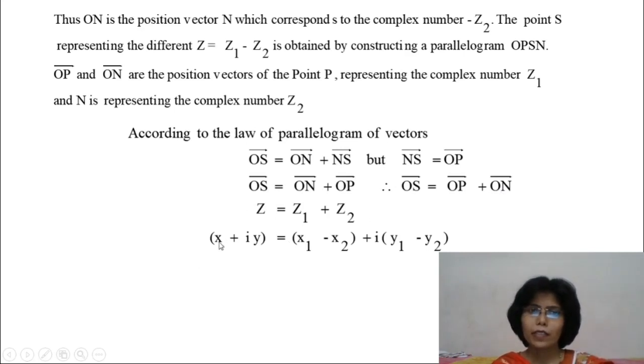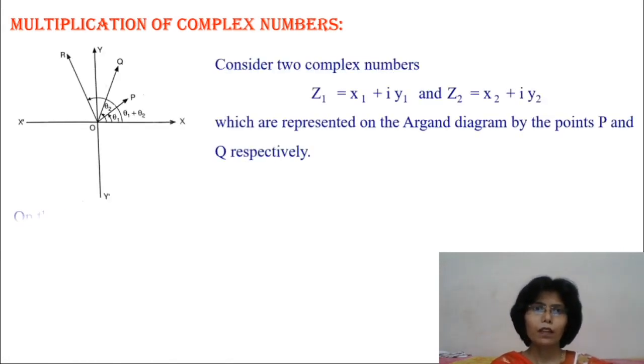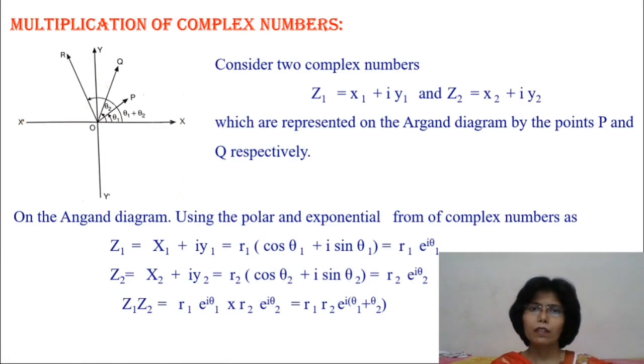Z is represented as x plus iy, and z1 is x1 plus iy1, and z2 is x2 plus iy2. So their subtraction will be x1 minus x2 plus i into y1 minus y2. Now we'll study the multiplication of complex numbers. Consider the two complex numbers z1 is equal to x1 plus iy1 and z2 is equal to x2 plus iy2, which are represented on this Argand diagram by the points P and Q respectively.